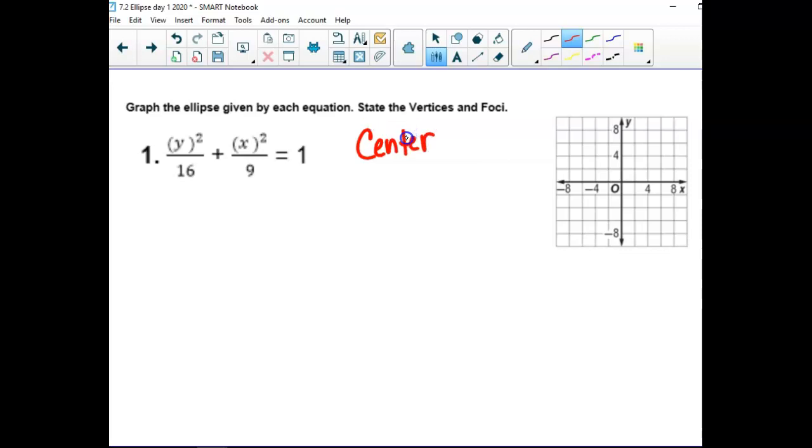I don't know what worksheet am I on. What worksheet am I on? 5A? Did you find 5A? Yeah, 5A, bottom. Thank you.